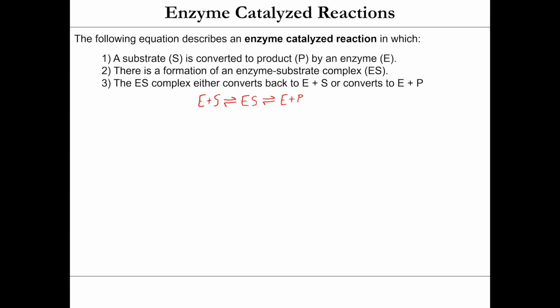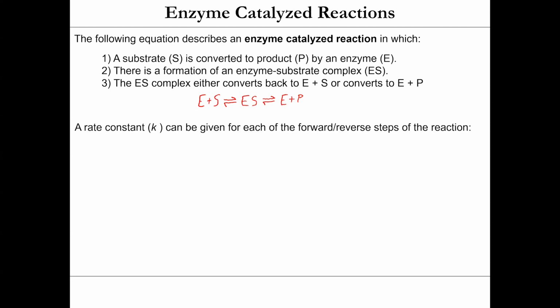And the enzyme substrate complex can either convert back to enzyme plus substrate or convert to enzyme plus product. Now we can add a rate constant for each of these forward and reverse steps of the reaction. So if we have enzyme plus substrate forms the enzyme substrate complex, so that would be the intermediate of the reaction.